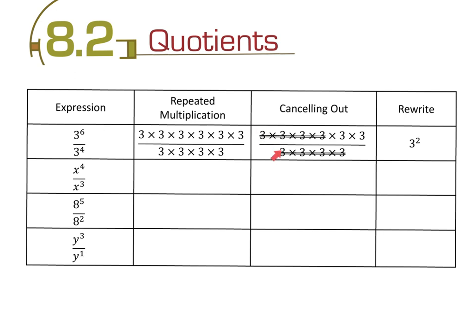Like 3 divided by 3 is just 1. 3 divided by 3 is 1. So those basically cancel because it's just 1 times that, right?